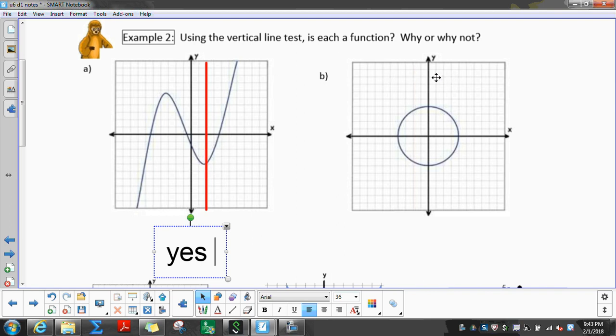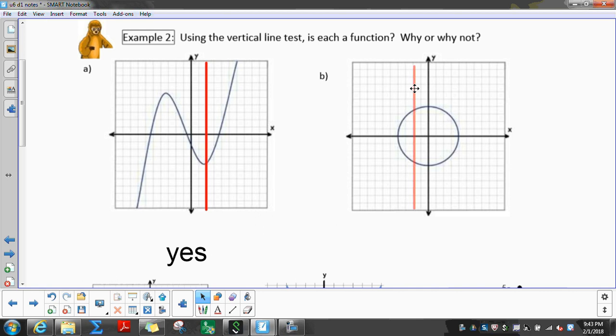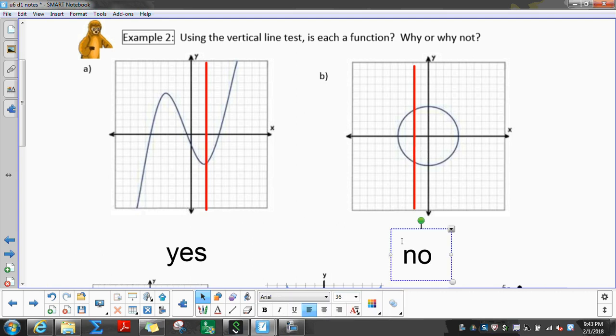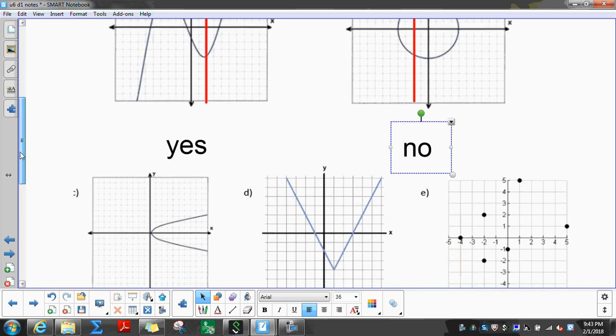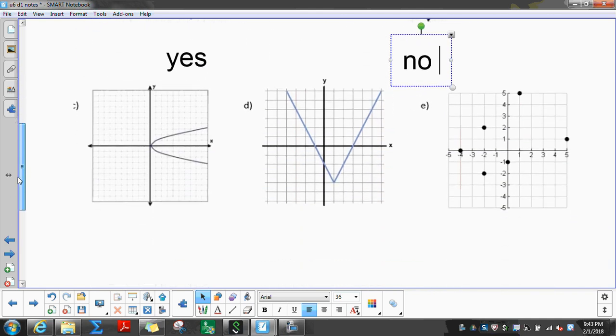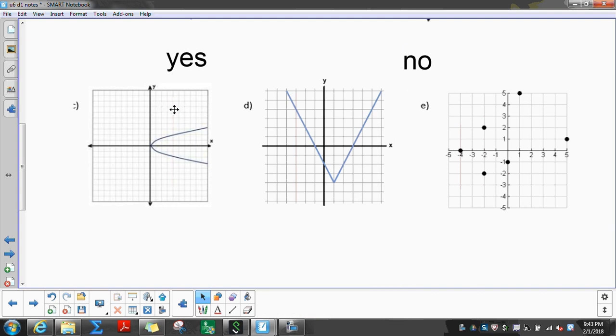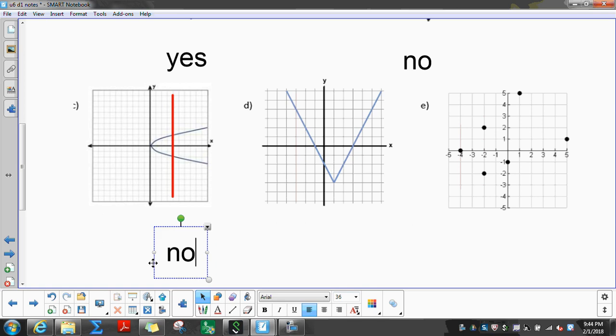B, though, if I draw a vertical line somewhere, here I'm crossing right here and here. So because I'm crossing more than once, this is not a function. Alright. C, I draw my vertical line. I'm crossing it at 2 locations. So this one is not a function.